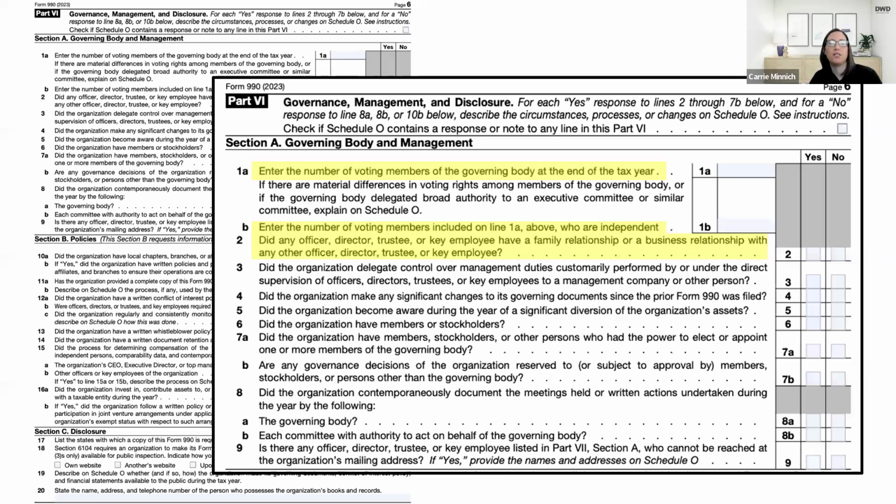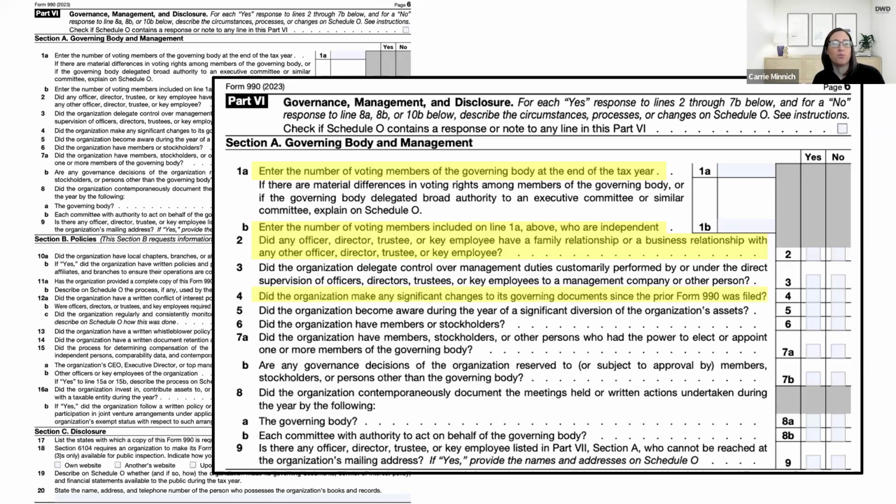You also don't need to get into specifics. You can just say John Doe and Sarah Doe have a family relationship, or this person and this person have a business relationship. You do not need to get into the details of what the relationship is. You just need to disclose that relationship. Because again, the IRS likes to see an independent board of directors.